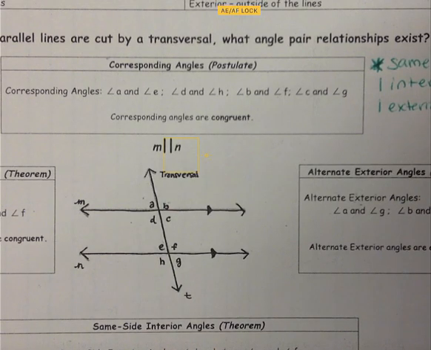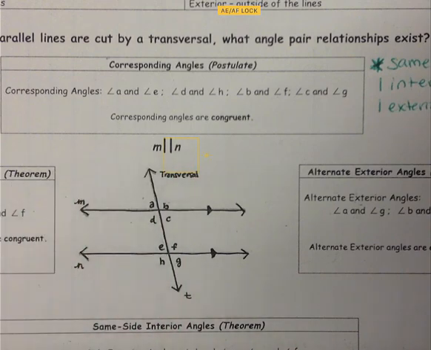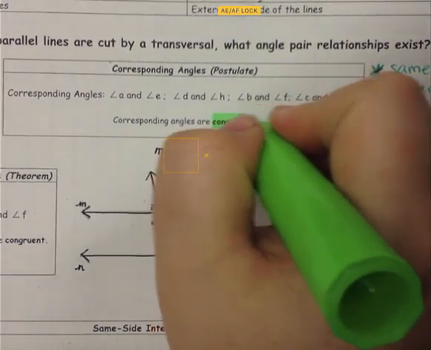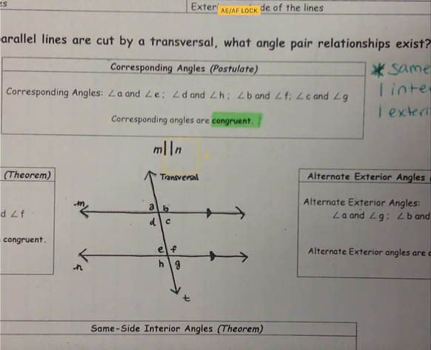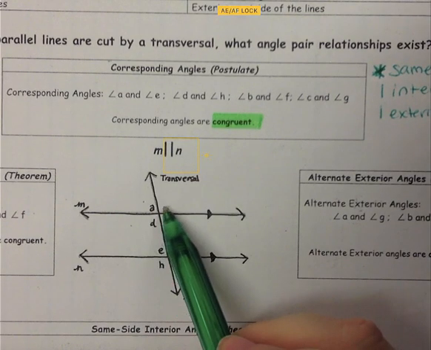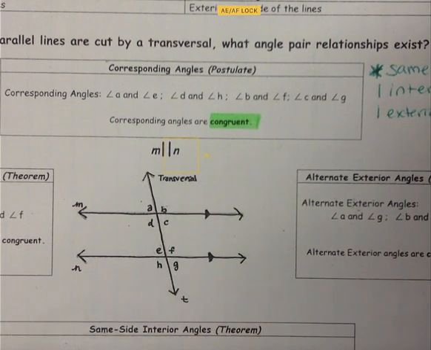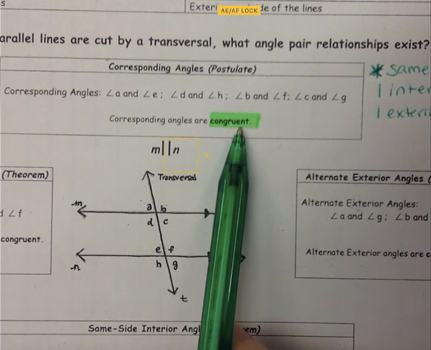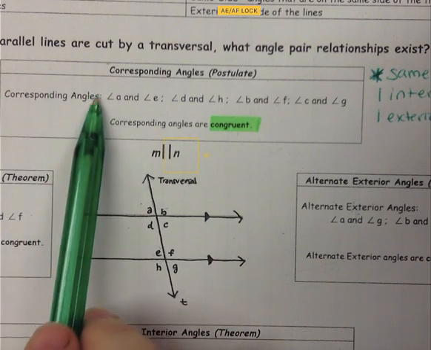Now, these will happen even if the lines are not parallel, but what happens because they are parallel is that these angles, corresponding angles, are congruent. These angles, angle A and angle E, are the exact same measurements. That does not mean that angle A and B are, but angle B and F are the exact same measurements. This is the numerical relationship. This is the transversal relationships.